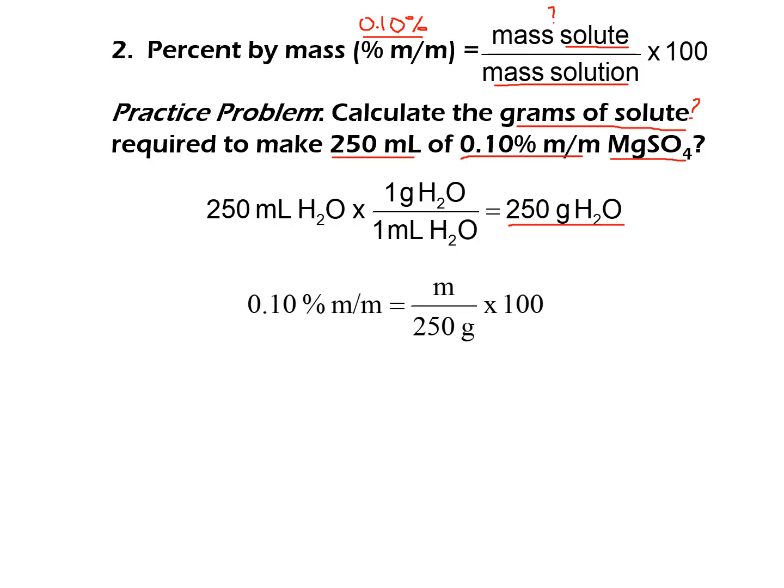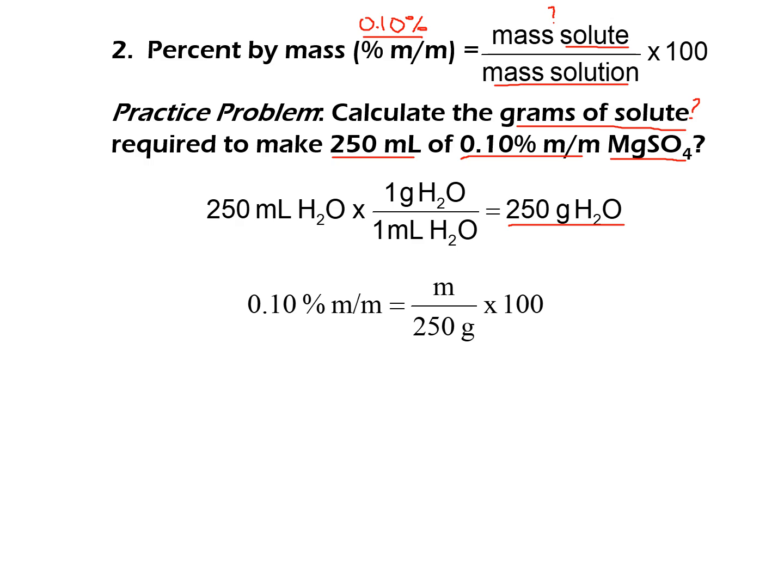All right, so this is 0.1%, that's the percentage. This is 250 grams, that's the mass of solution, sorry. On the top is the mass of the solute, which I don't know, so I just abbreviated it M. You can call it X, you can call it whatever, but I just called it M because it's the mass of solute that we need to find. And this is still multiplied by 100. So we still multiply by 100 here.